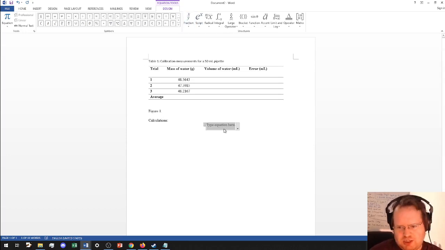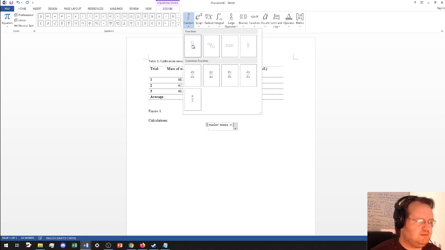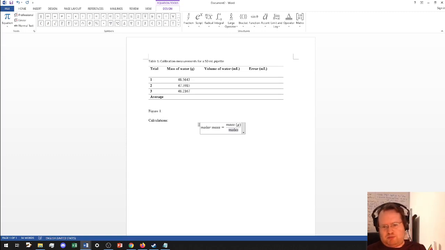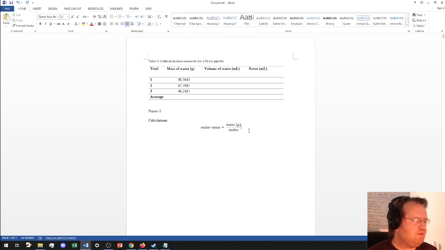I'll do a simple equation. Let's do the molar mass equation. First I'll write molar mass, and it is equal to a fraction, so I'll make a fraction bar. That will be the mass in grams of my sample over the moles of my sample. And that will give me my molar mass in grams per mole.